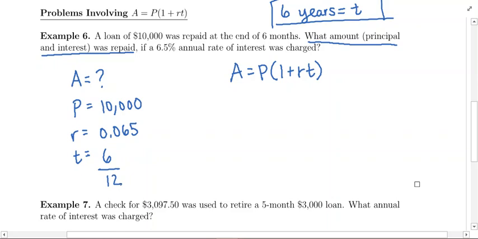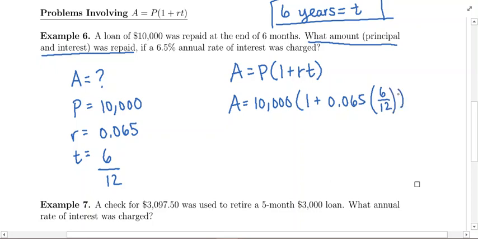Let's go ahead and plug everything in. We're solving for A. P is 10,000, and you've got to multiply, so make sure you use your parentheses: 1 plus R times T. If you wanted to, you could have converted 6 over 12 to 0.5, and that would work just fine. Now we're going to enter this into the calculator exactly like we see it, and that's going to give us the total amount due.